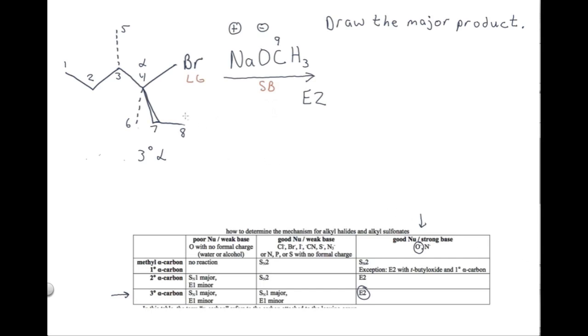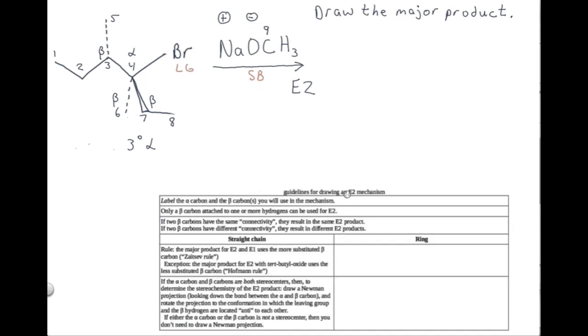Let's label our beta carbons. Carbon 3 is a beta carbon, carbon 6 is a beta carbon, and carbon 7 is another beta carbon. Now, we only want the major product, so we have to decide which of those beta carbons we're going to use. Here are our E2 guidelines. We've labeled alpha and beta carbons. We see that all the beta carbons are attached to hydrogens. They all have different connectivity. And we want to use the more substituted beta carbon.